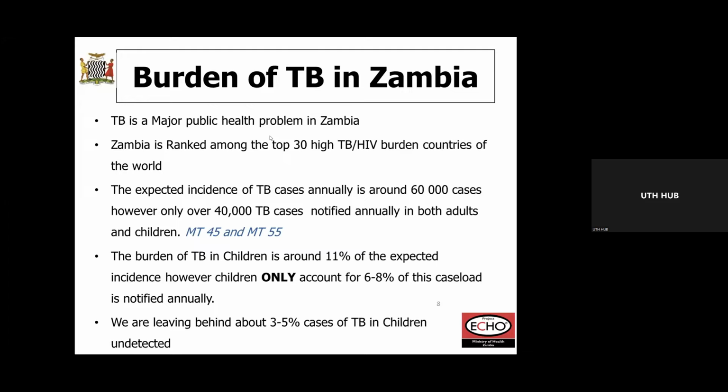For the last 2 years, I think we've made progress in notifying over 40,000 TB cases. But prior to that, we were notifying less than 40,000 TB cases. This has been because of the Marching Towards 45,000 TB cases campaign, abbreviated MT45, and the MT55, Marching Towards 55,000 campaign, that was done throughout the year in trying to achieve these cases. In both MT45 and MT55, I think we met 40,000 and over 50,000 TB notifications annually, which was a great success.